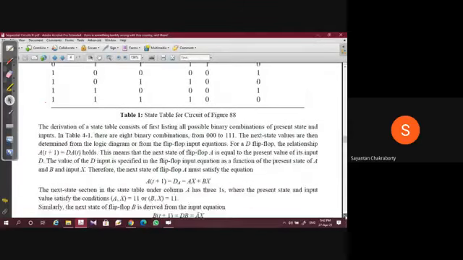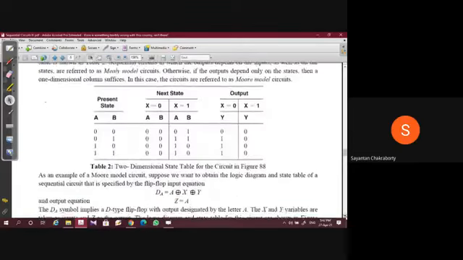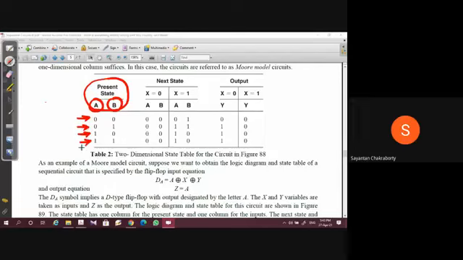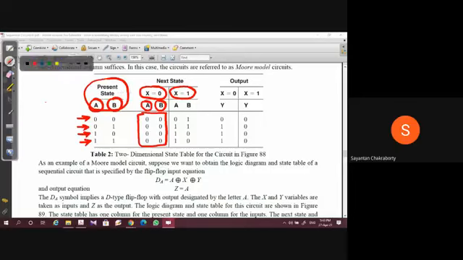And then this table will be called a two-dimensional state table. See what is done? The present state is there. Since there are two flip-flops, there are only four combinations: 1, 2, 3, 4. Now for each of these combinations, you can have an input x equal to 0 or an input x equal to 1. If the input is x equal to 0, then the possible next states of AB are listed in this section. And if x equal to 1, then the corresponding next state values of A and B are written in this.